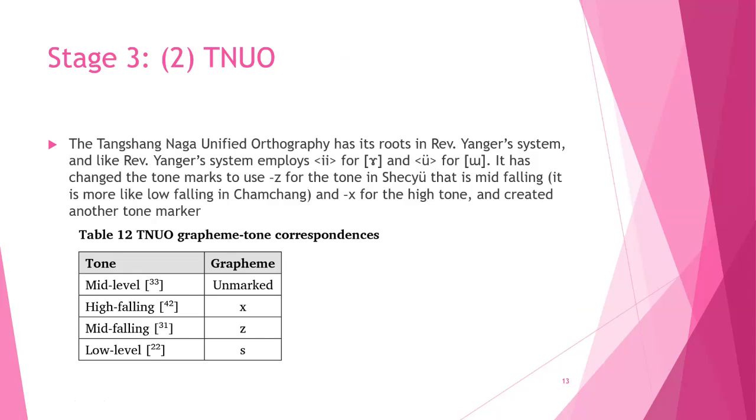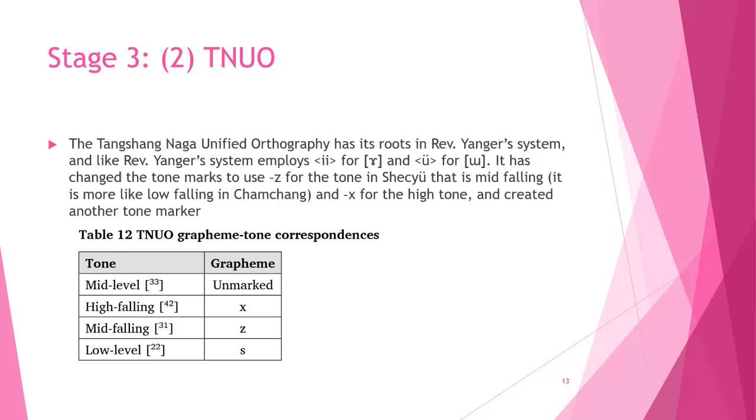A development from this system was the Tangshang Naga Unified Orthography. I should have given the reference here, which is Bin Kam Lun and Win Owen 2018. Apologies for that. I can send that reference to anyone who wants it. It has its roots in Reverend Younger's system, and like Reverend Younger's system, employs double I for the mid-back unrounded vowel and U double dot for the high one.